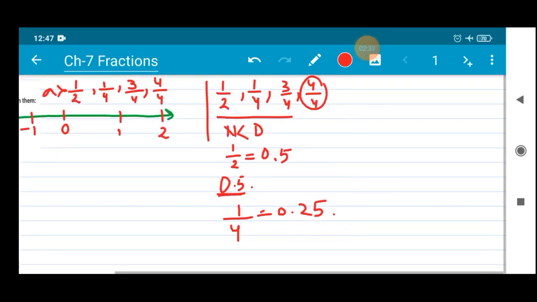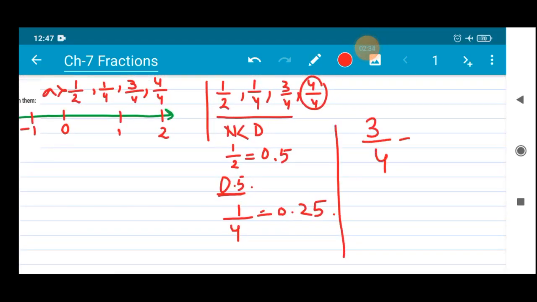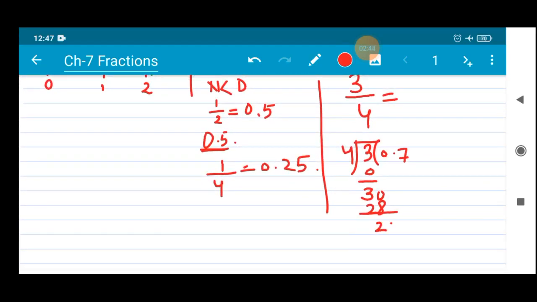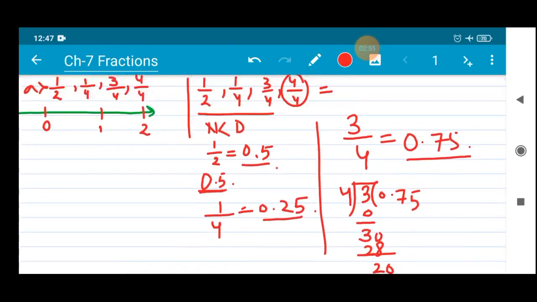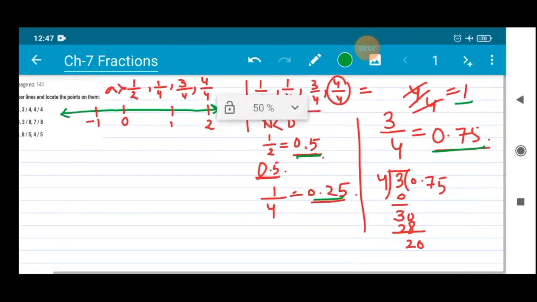Now if I have to express 3 by 4 in decimal form, then I will write 4 into 3.00, 4 sevens are 28, then 2 here, then it is 0.75. So you can see these numbers 0.5, 0.25, 0.75, and the last number, which is 4 by 4. 4 by 4 can be reduced and written as 1. So 0.5, 0.25, 0.75 and 0 and 1. We have to basically represent these numbers on a number line.